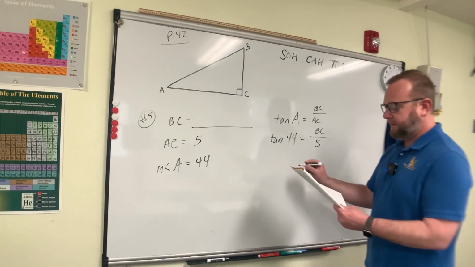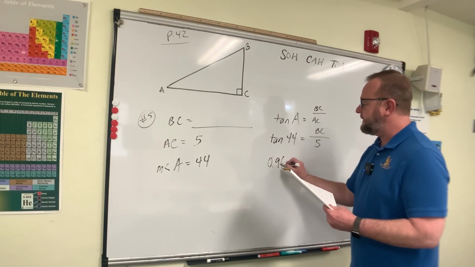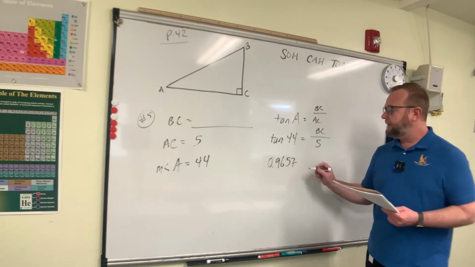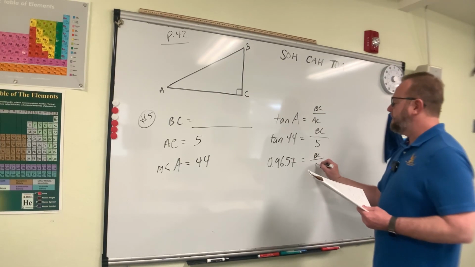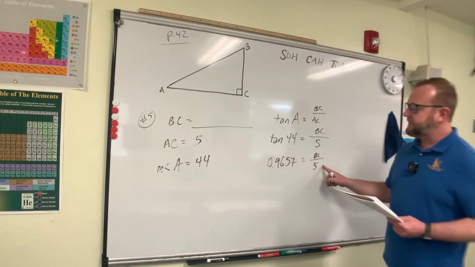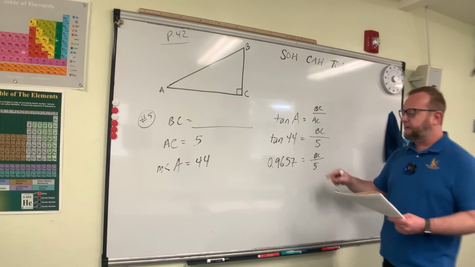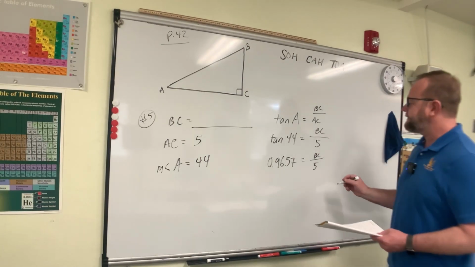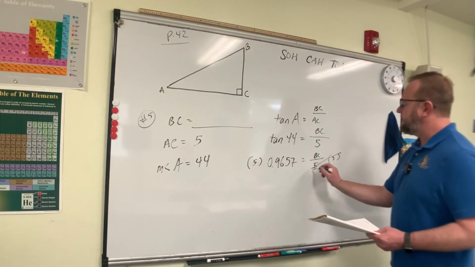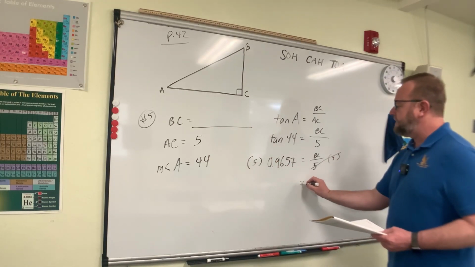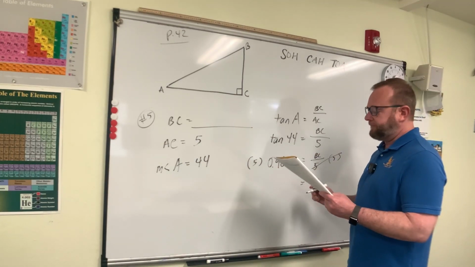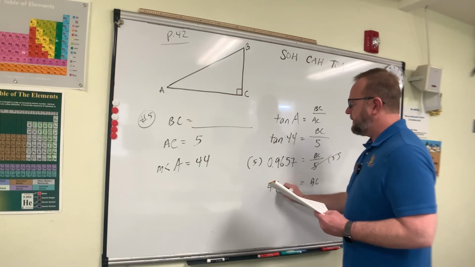Do you find 0.9657? That's still equal to BC over 5. Now I need to get BC by itself, because that's my unknown. That's like the x of the problem. So I multiply both sides by 5 to do that. The 5's here will cancel. And now my BC is by itself. And what's 5 times this? You punch that in on your calculator, and you should get 4.83.